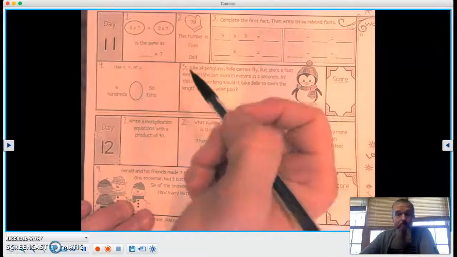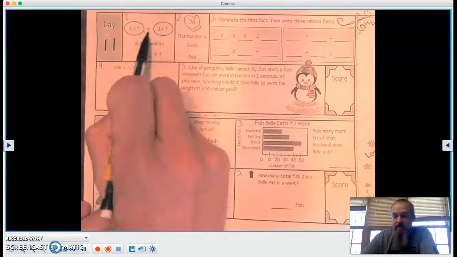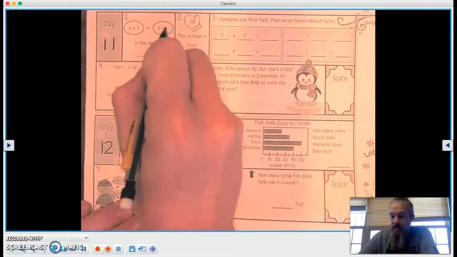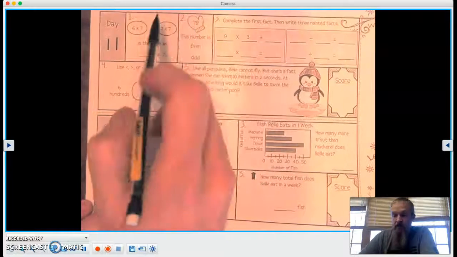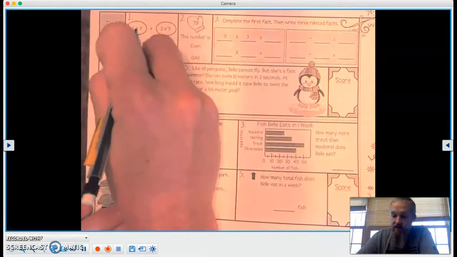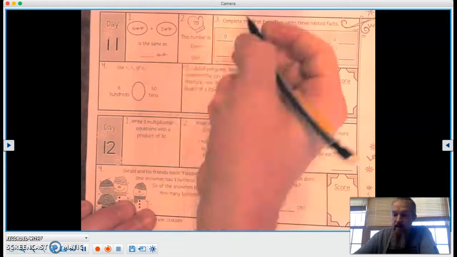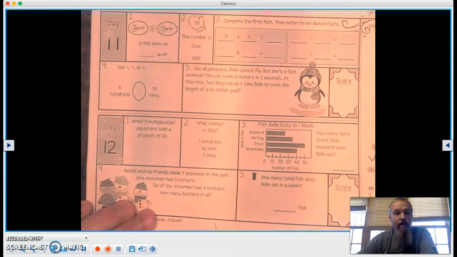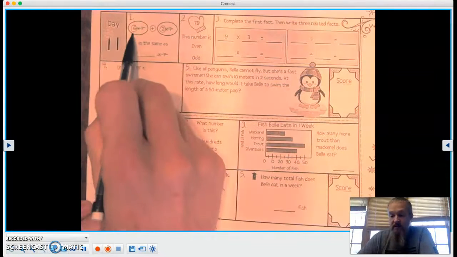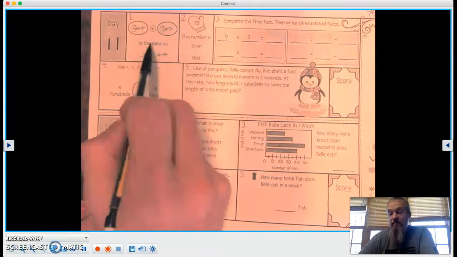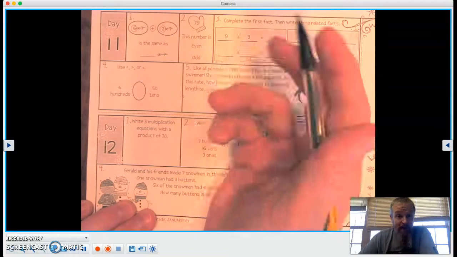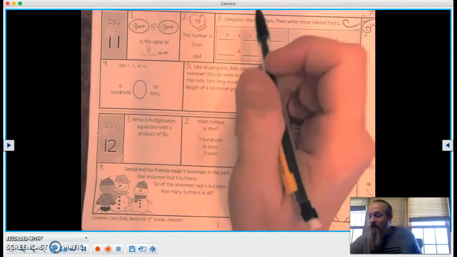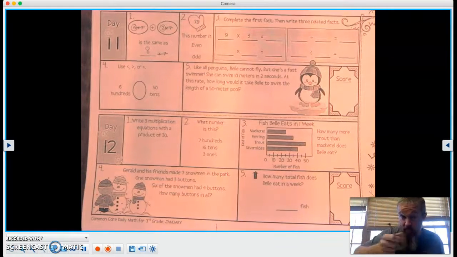So, number 1, 6 times 7 plus 2 times 7 is the same as, well, I see the times 7 and the times 7 are the same, right? Times 7. So I have 6, and just cross out everything that's the same. All I have left is 6 plus 2. So 6 times 7 plus 2 times 7 is the same as, well, what's 6 plus 2? 8. 8 times 7. Okay, number 2. Remember, that is the distributive property, I believe, right?